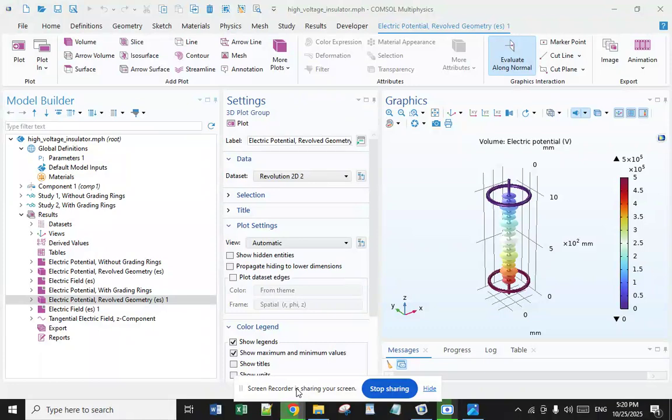Construction sector. In the construction industry, insulators are used to protect workers from potential electric shocks on scaffolding and construction equipment. Insulators are used on power tools such as drills and saws to prevent electric current from passing to the user. The next one is automotive sector.